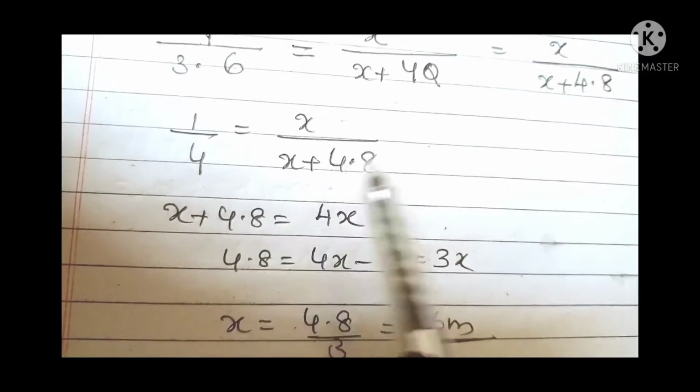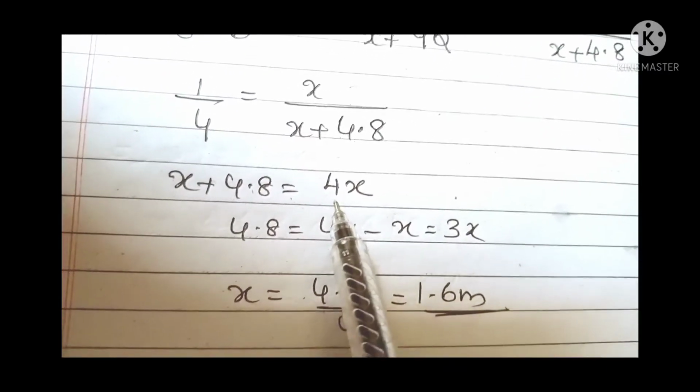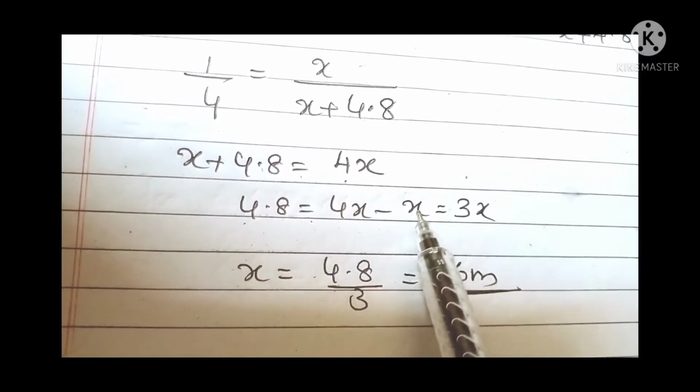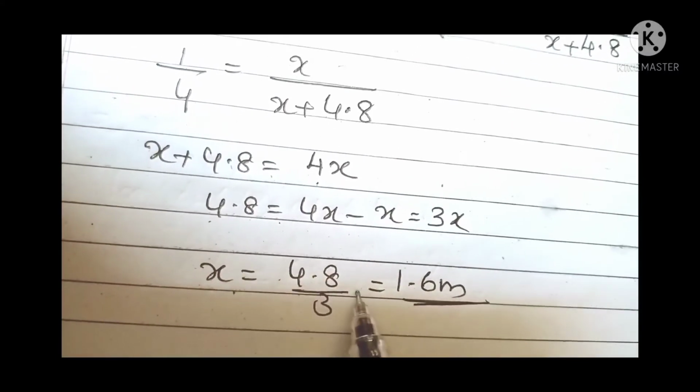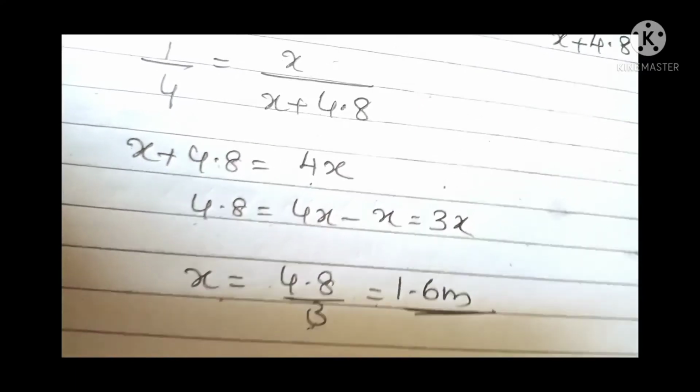Then cross multiply. We will get X plus 4.8 equal to 4X. So 4.8 equal to 4X minus X, which is 3X. So X is equal to 4.8 by 3, equal to 1.6.